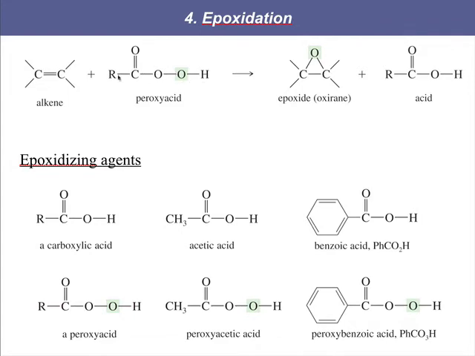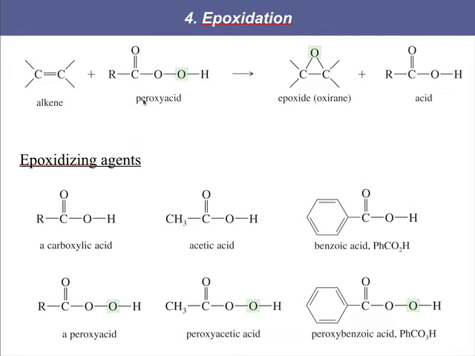You'll notice that this is like a carboxylic acid, except that there's an extra oxygen between the C and the H. This O-O bond is called a peroxide bond. So we call this a peroxy acid. That peroxide bond we've mentioned before is very reactive. It's very unstable.